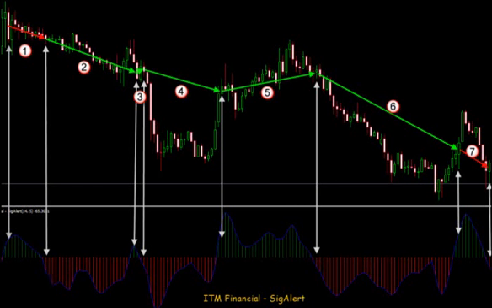So the ITM SigAlert indicator seems to be a very accurate trend prediction tool, as we can very clearly see on the charts. But there is more to trading than just one indicator, and the ITM SigAlert would never be used without looking at other factors in multiple time frames. So you have to take into account other factors before trading.